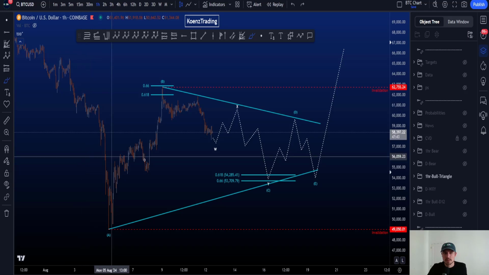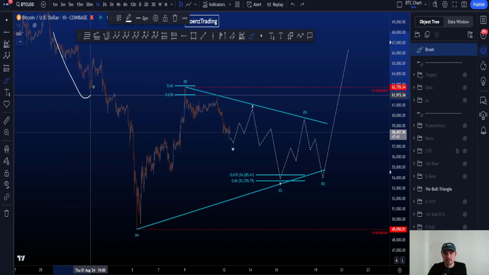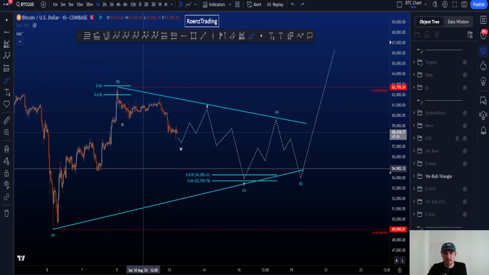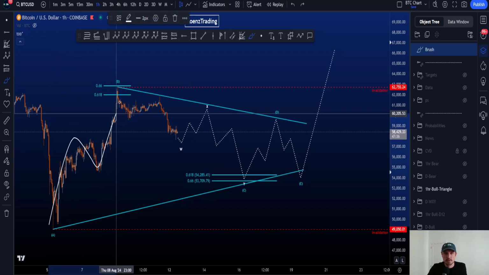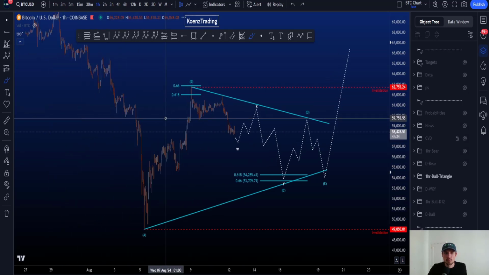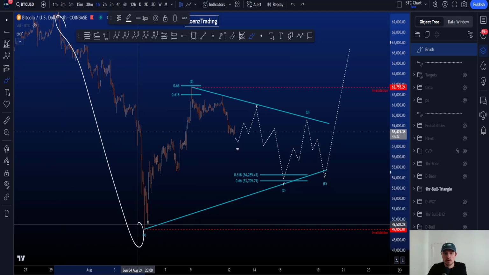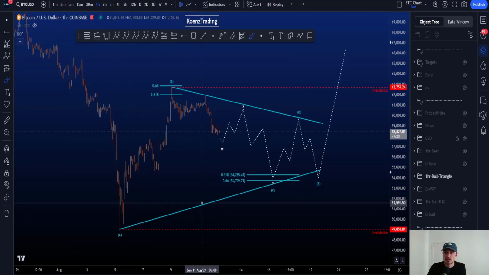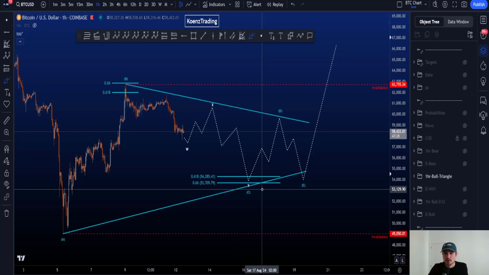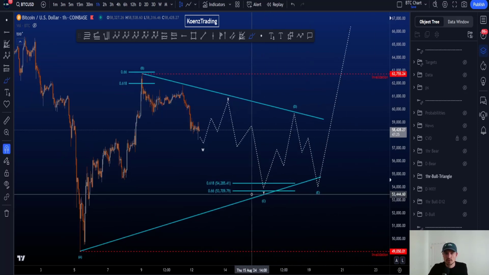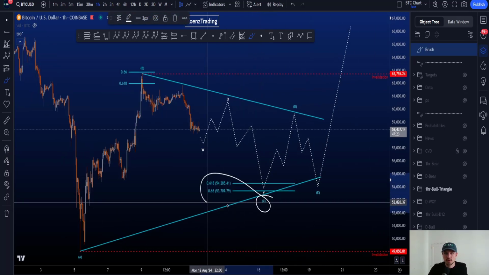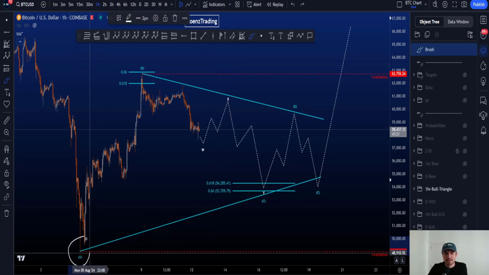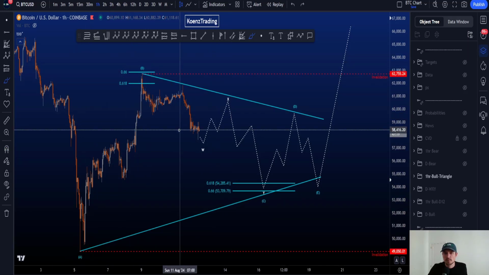Now you can see that inside wave A we need to count this as A, B, C. Okay, perfectly fine. Then we have wave B, A, B, C to the upside, which hit the golden pocket taken from the high to the low of A, which is a common target for the subwaves of a triangle, which is the reason why for this wave C I also put the golden pocket on my chart, taken from the low to the high of wave B.